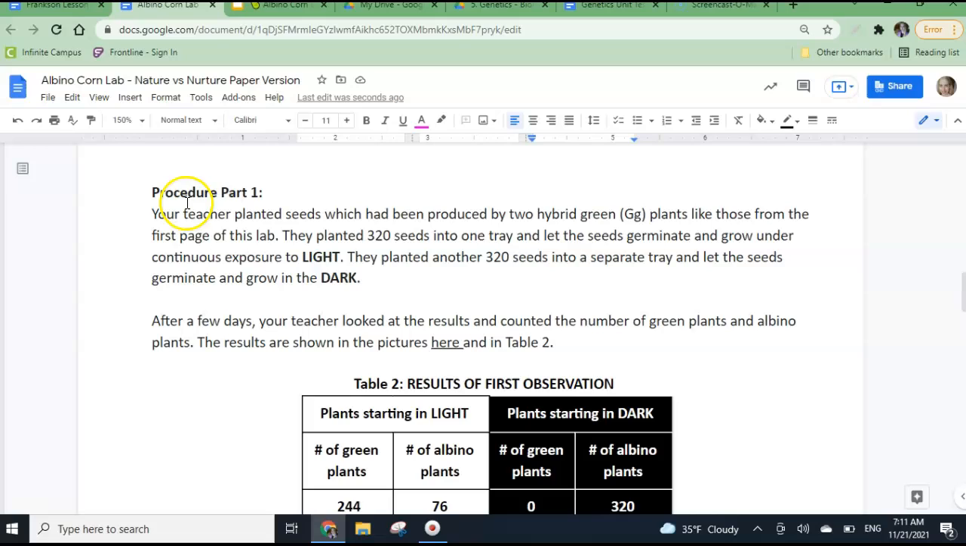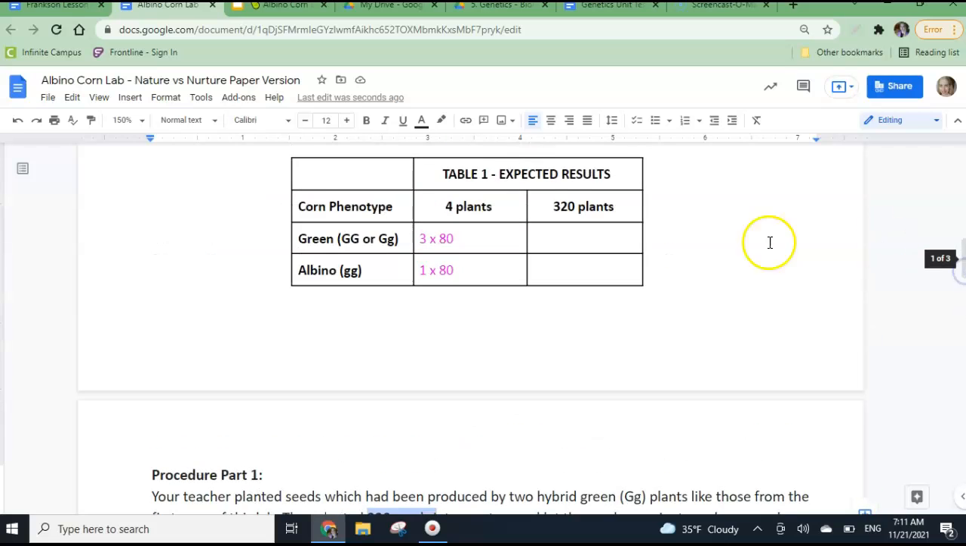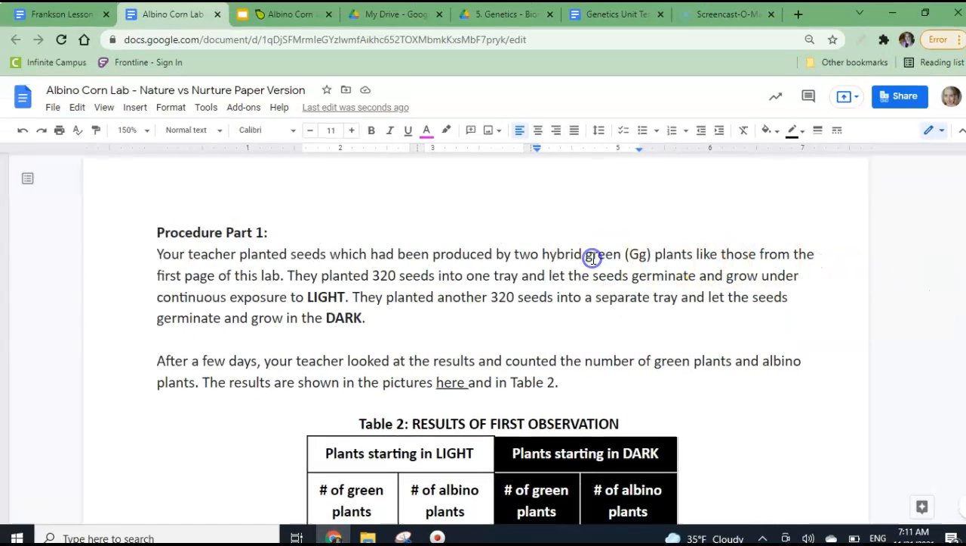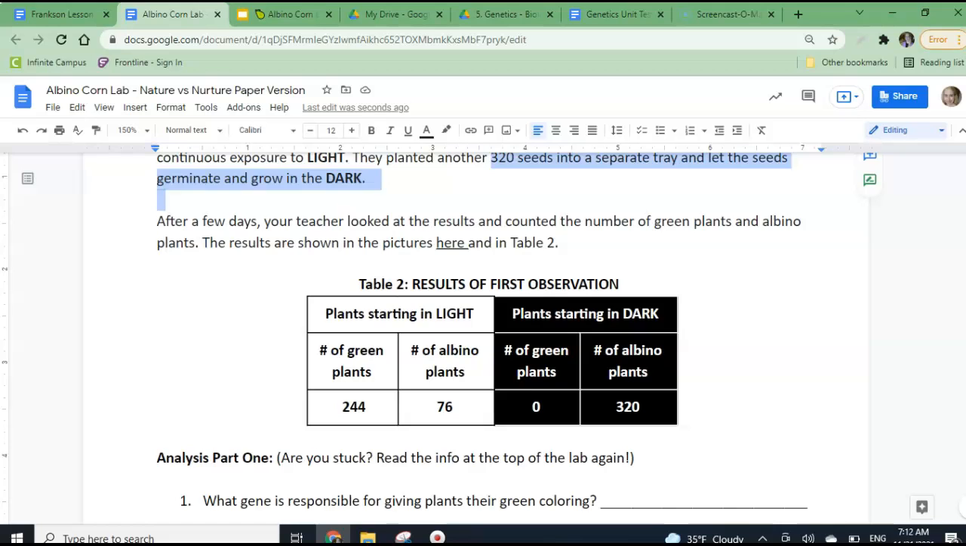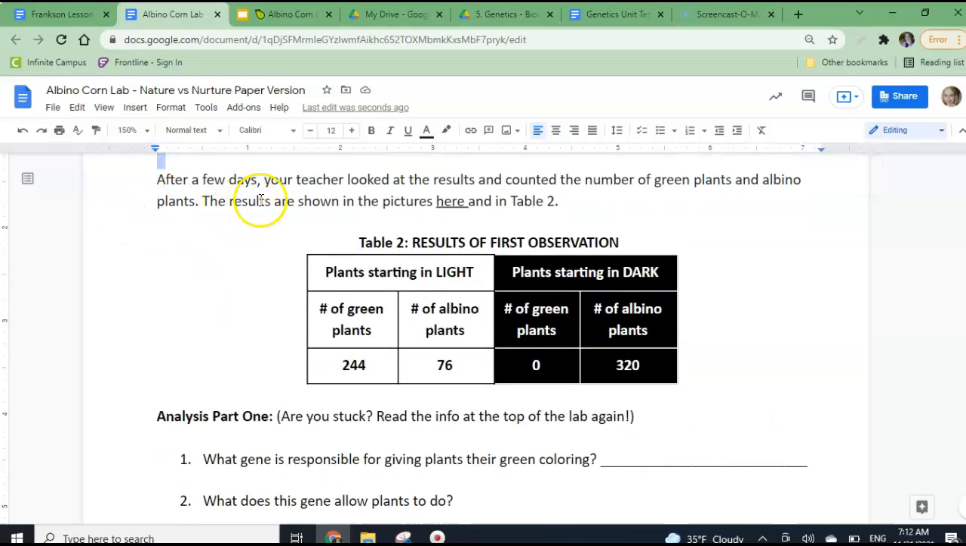All right. So the teacher planted seeds which had been produced by 2 hybrid green plants, like those from the first page. They planted 320 seeds. So this is why up above we had to predict out of 320. This is how many seeds we planted. We let the seeds germinate and grow, and they were in full light, so out in the broad daylight. We planted another 320 seeds, and we put those in a cupboard, so they were in the dark. And so then we looked at the results and counted the number of green plants and albino plants.